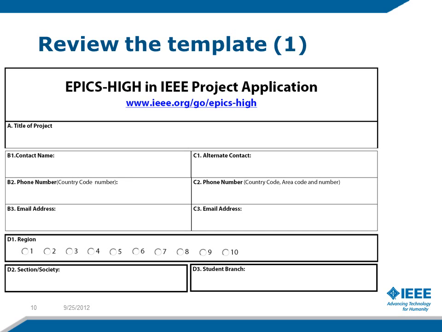On the first page, we need to provide the title of project. This will be a concise description of the project, often 8 to 10 words. Contact and an alternate contact is required. It may be that the alternate contact be a faculty member, a student branch advisor, or counselor. It could also be a member of the student branch leadership or another project volunteer.